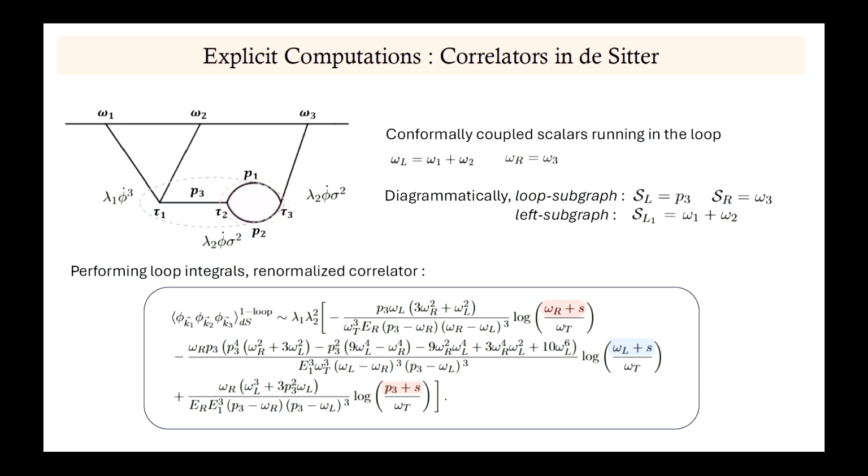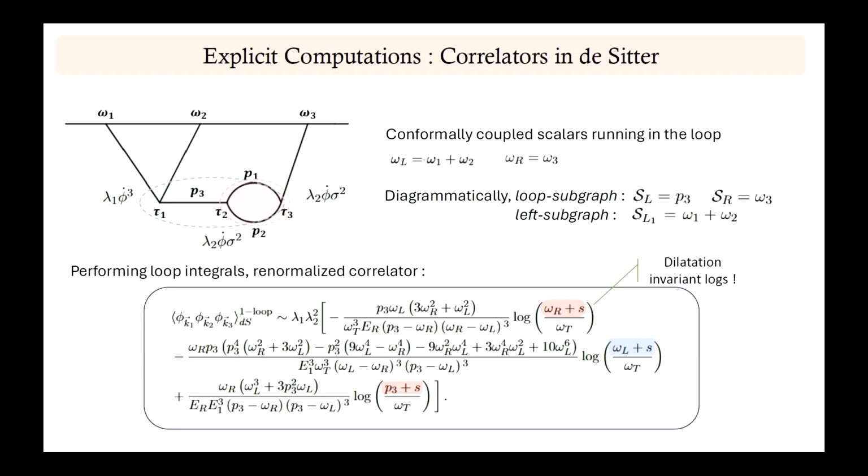So, and so that you believe me, here is the explicit computation of this diagram, which is a 3-point function at one loop with a phi dot cube interaction for the cubic vertex here, and sigma being the conformally coupled scalar running in the loop. Using the rules, you would predict log at SL plus S, where the small s is the magnitude of the momentum exchange between the loop sites, tau 2 and tau 3. A logarithm at SR plus S and a log at SL1 plus S. That's precisely what you find if you compute this diagram.